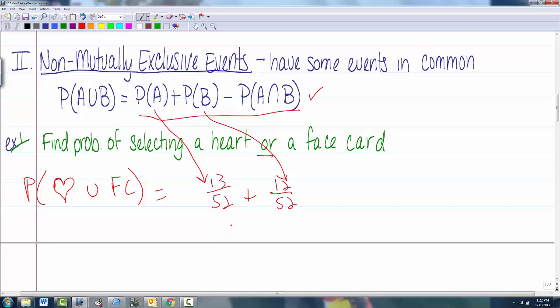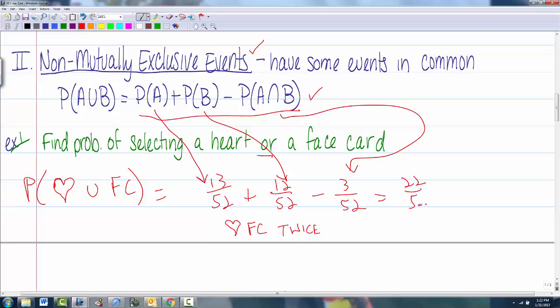But here's the problem. You counted heart face cards twice when there's only one set of heart face cards. So what you have to do is subtract out the intersection of that. There are 3 heart face cards, and then you'll have the appropriate amount of possibilities here. So again, I'm just trying to get you to understand what it means to be non-mutually exclusive. There's an overlap that needs to be considered. This is one way through the formula. 22 out of 52, which is 11 out of 26. Feel free to make a decimal or percent.